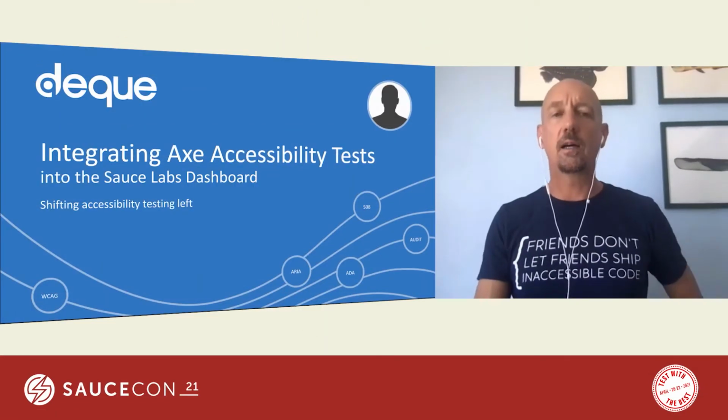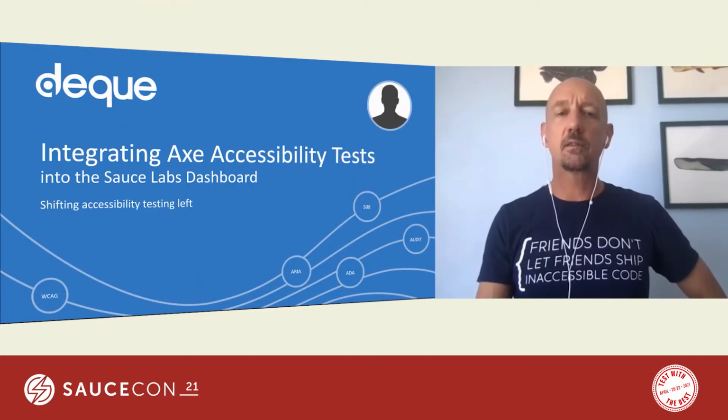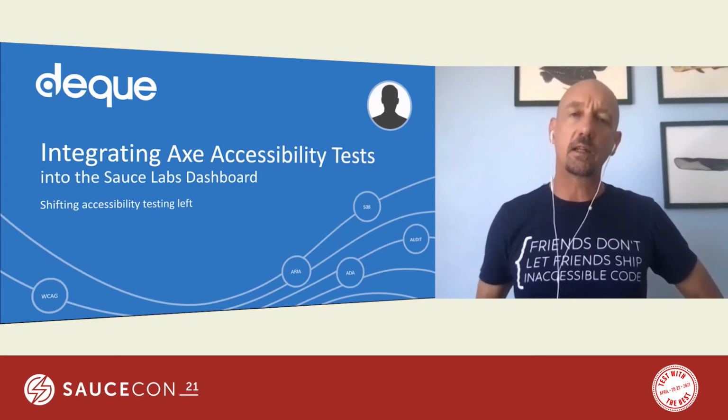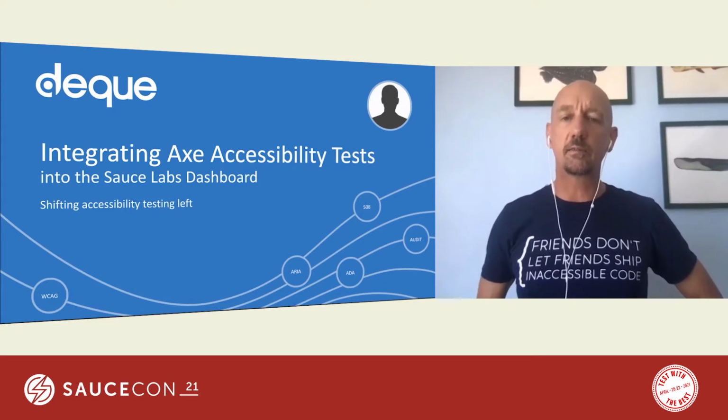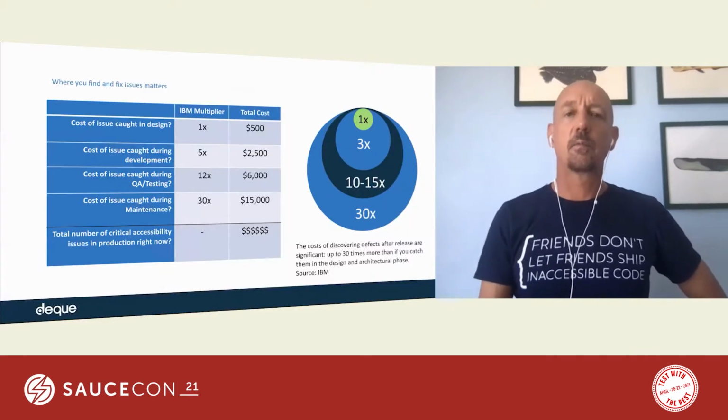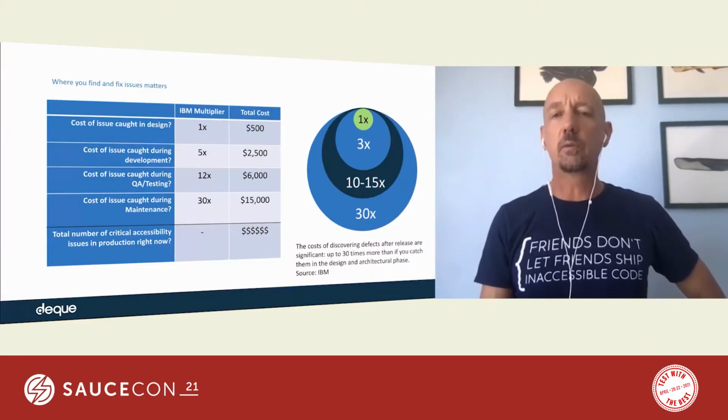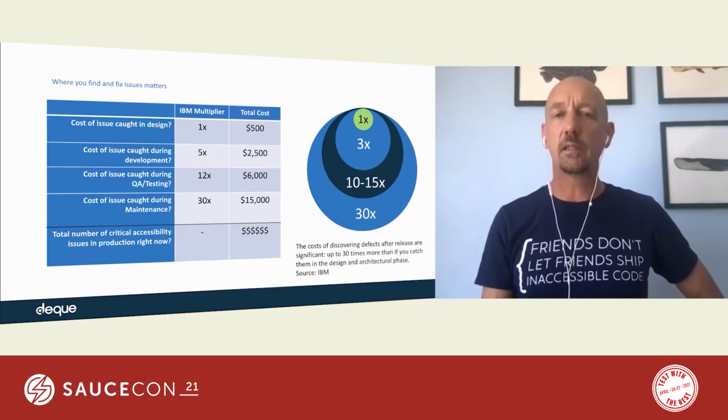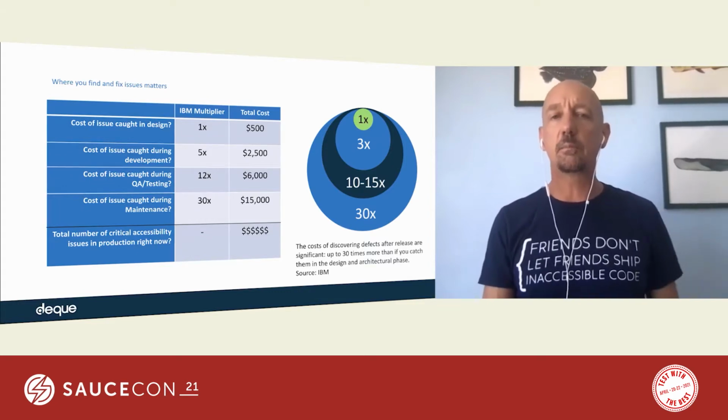Welcome to integrating Axe accessibility tests into the Sauce Labs dashboard. This is also a talk about what accessibility testing is and how you can shift left and integrate accessibility testing into your development lifecycle. So why do you want to do this? Why would you want to integrate accessibility as far left in your development process as possible?